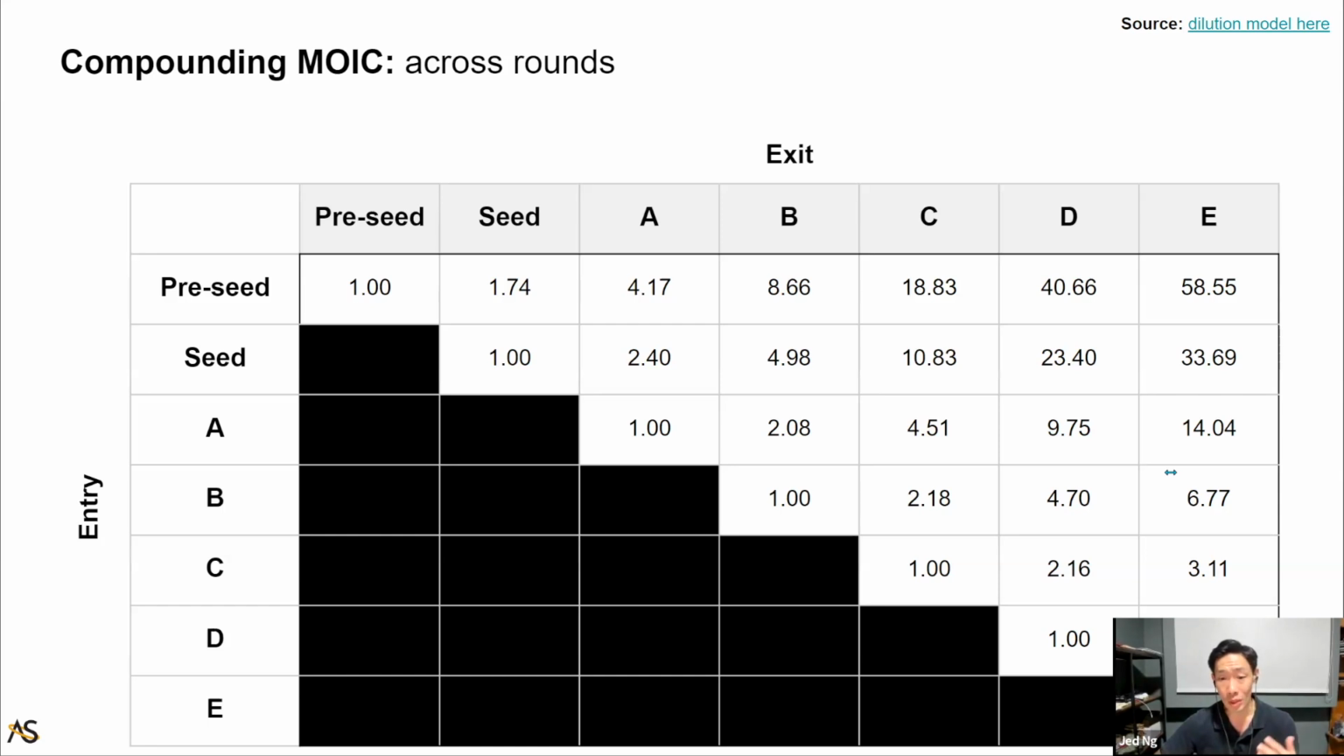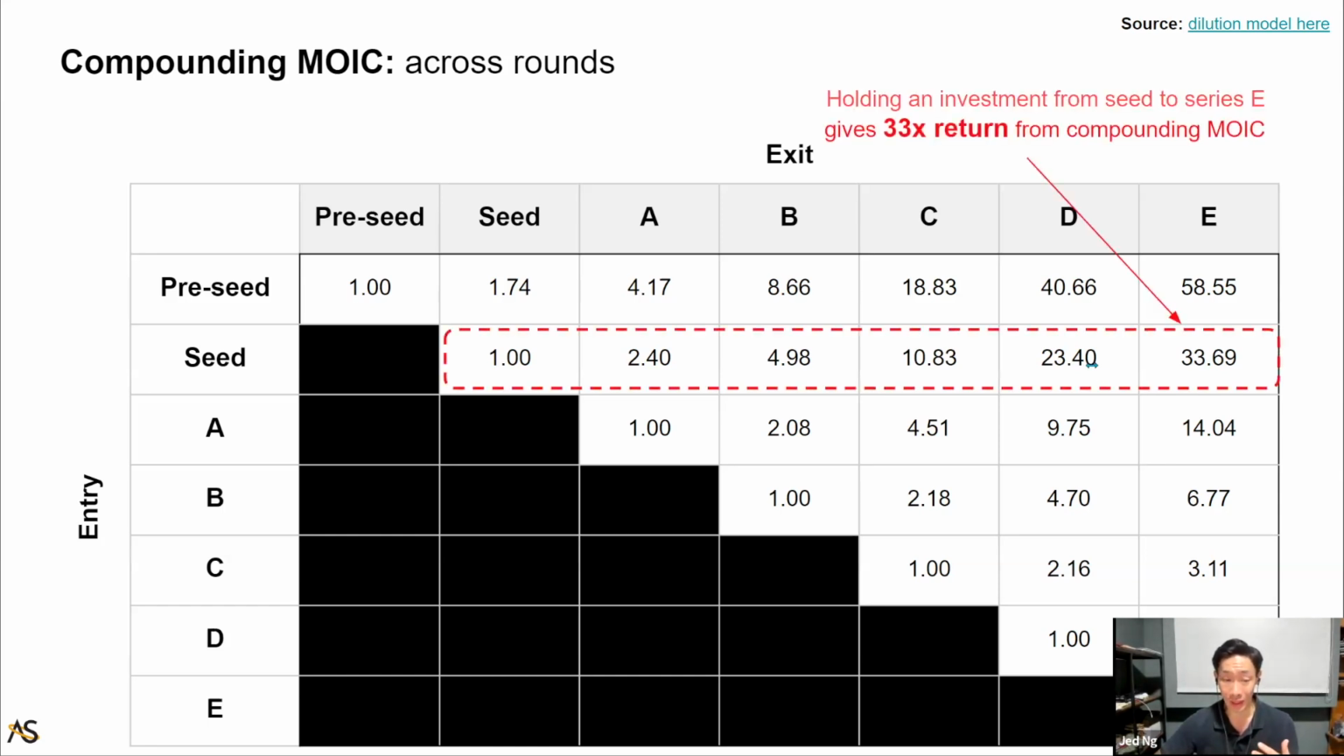And so the way to read this chart looks like this. The data says that if you invested into a seed stage company and you held on to this company up to Series E, and this was a very average or median company, if you could liquidate at Series E, you would get a 33x return on your investment.